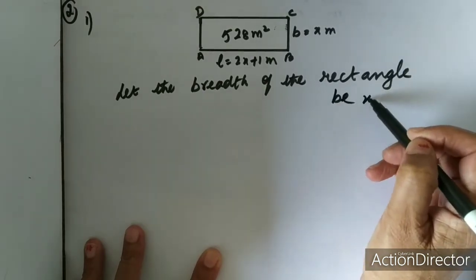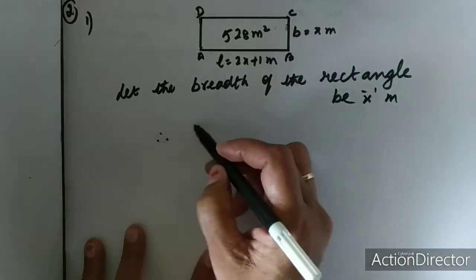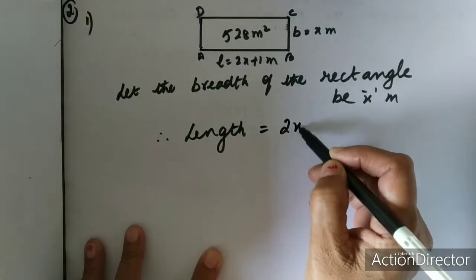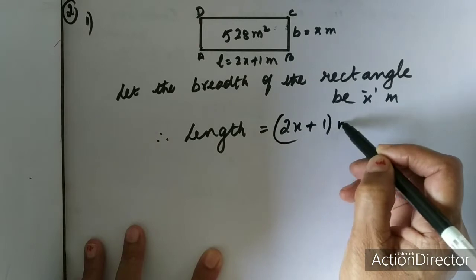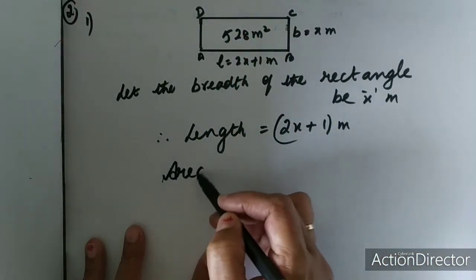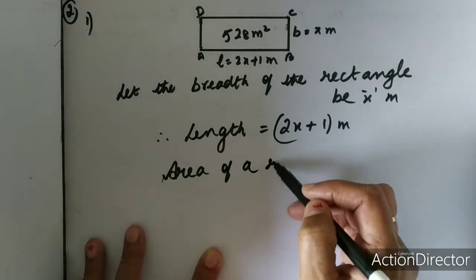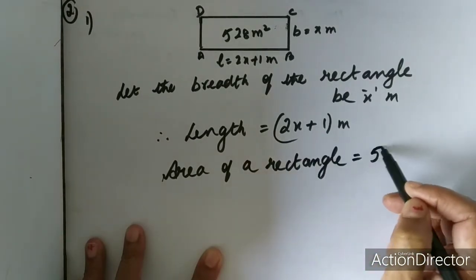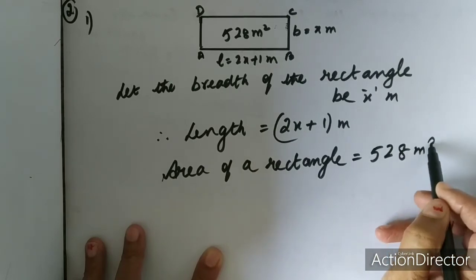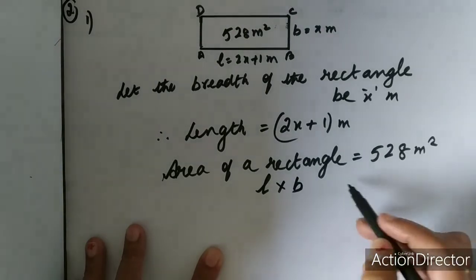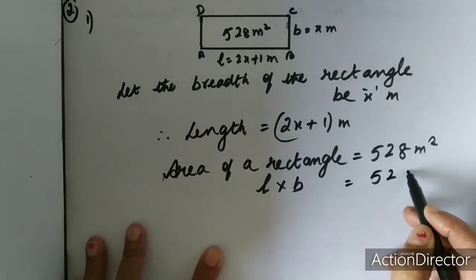Let the breadth be x meters. Therefore, length is equal to 2x plus 1 meters. But since the area is given, we will write: area of a rectangle is equal to 528 meters square. So what is the formula for the area of a rectangle? Length into breadth is equal to 528.